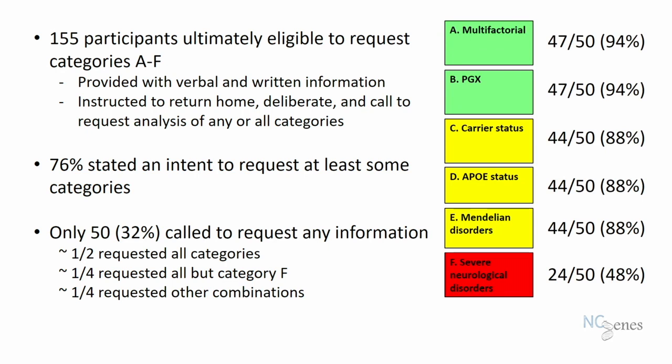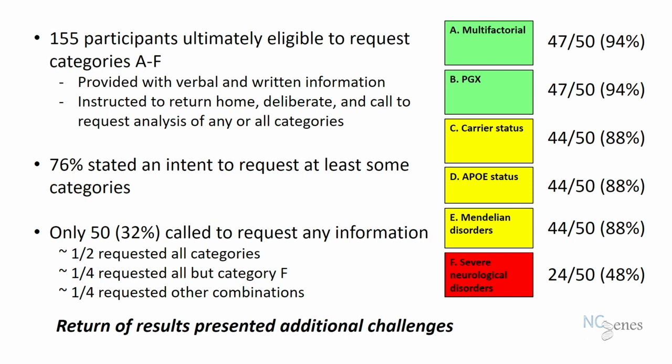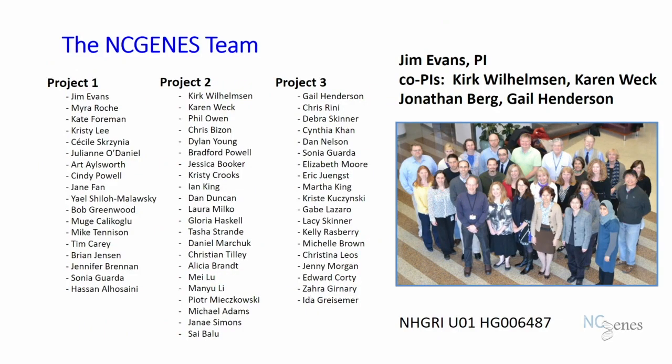When they did, however, they didn't really differentiate between the types of information, so the vast majority chose all types of information. And I would point out that this presented additional challenges from the genetic counseling side, from the genomic analysis side, and really created a lot of extra work for very little in the way of important clinical findings. And so I think this raises some important points about whether this is something that we should be routinely doing in clinical care. I will just point out that the NC Genes team was a very large group led by Jim Evans at UNC and had a large number of participants, and I don't have time to go into the details there.